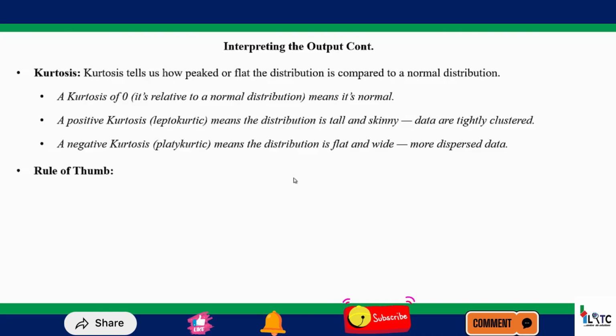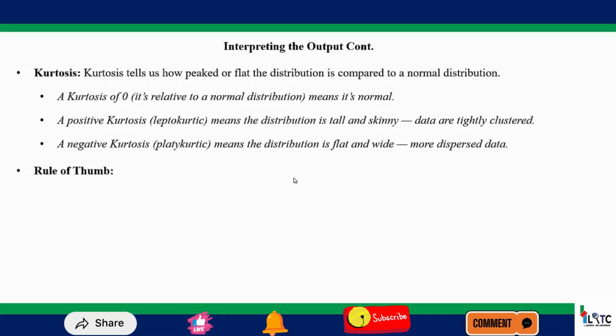And the last thing which you may also come across is a situation whereby you have a negative kurtosis, which is referred to as platykurtic. In that case, you can simply say that the distribution is flat and wide, and it shows that there are more dispersed values. In this case, you may have a larger standard deviation because the data is spread.